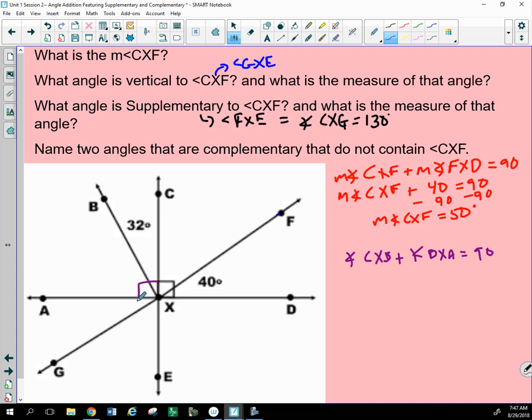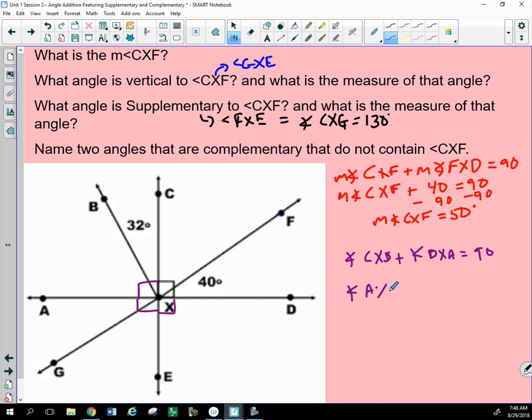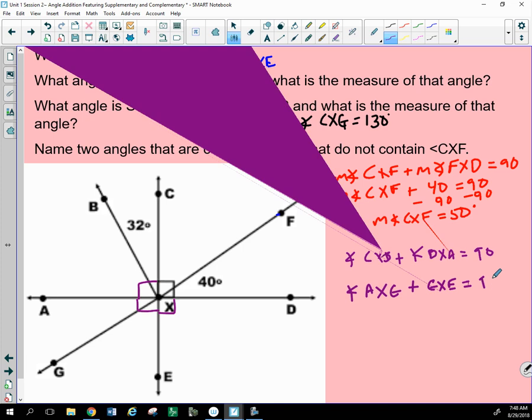And or this 90 degrees down here, 90 degrees goes basically all the way around, but there's no angle splitting this one. So the other option would be angle AXG plus angle GXE. Those would also be 90 degrees.